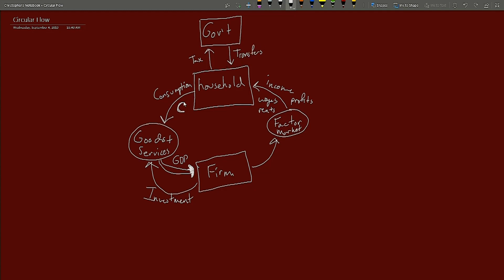Notice these transfers don't go into GDP because GDP is down here. They tax it from some households and they give it to other households. That's just a transfer. That's not changing GDP in any sense. If you just do a pure cash transfer from one person to another person, you haven't created more economic activity overall.